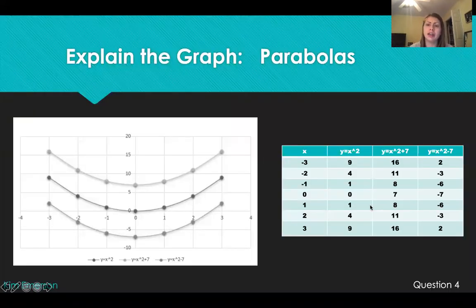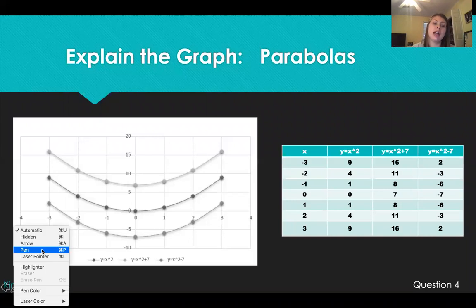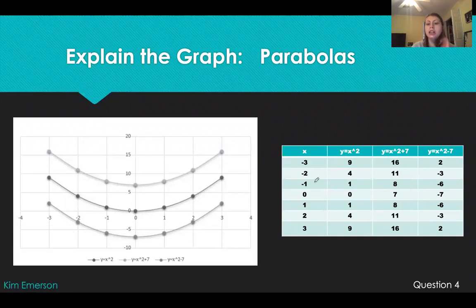Okay, we're going to take a look at parabolas. Parabolas are the same curve, just at different points on the y-axis. If you look at the graph, we can already see that. Let's take a look at our data table. We're given all these x values right here. They don't change, just our y value changes.